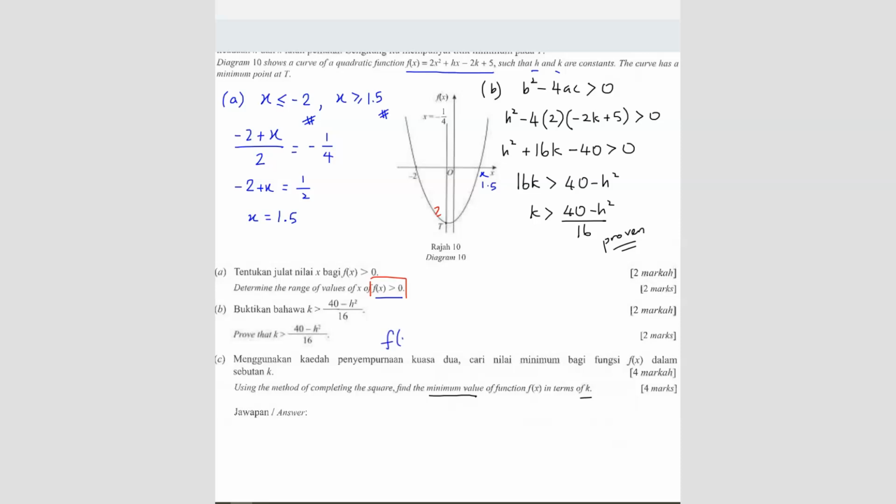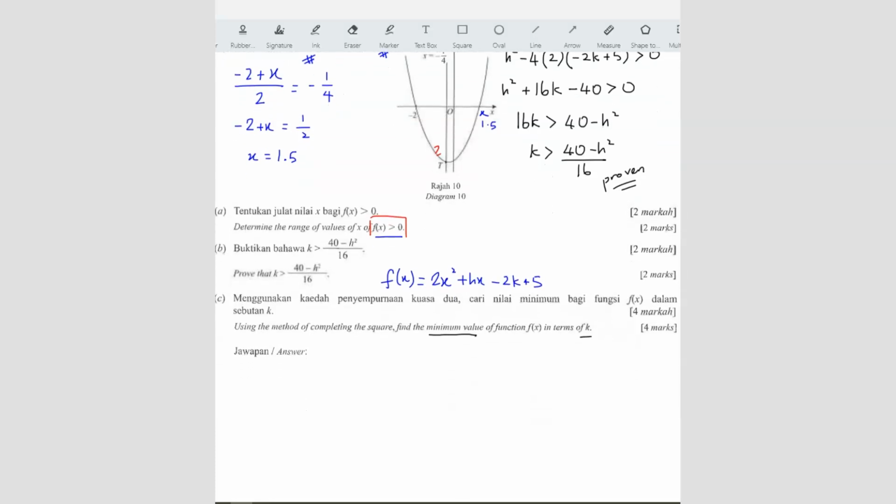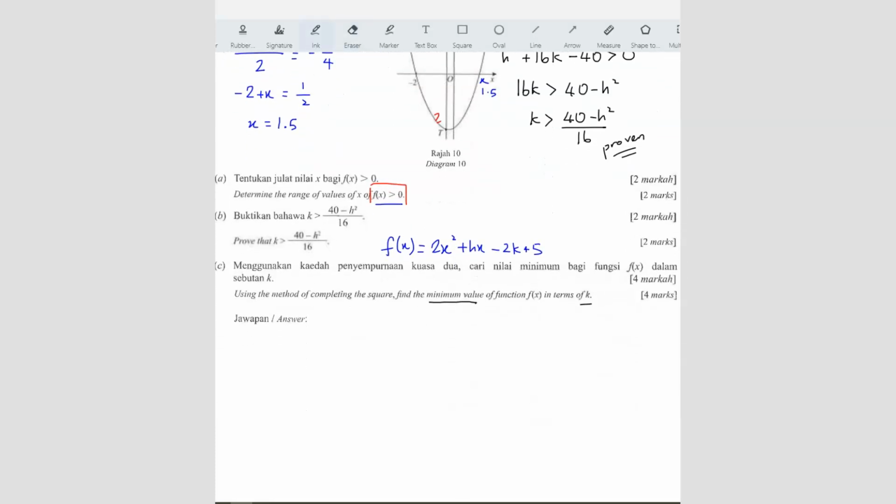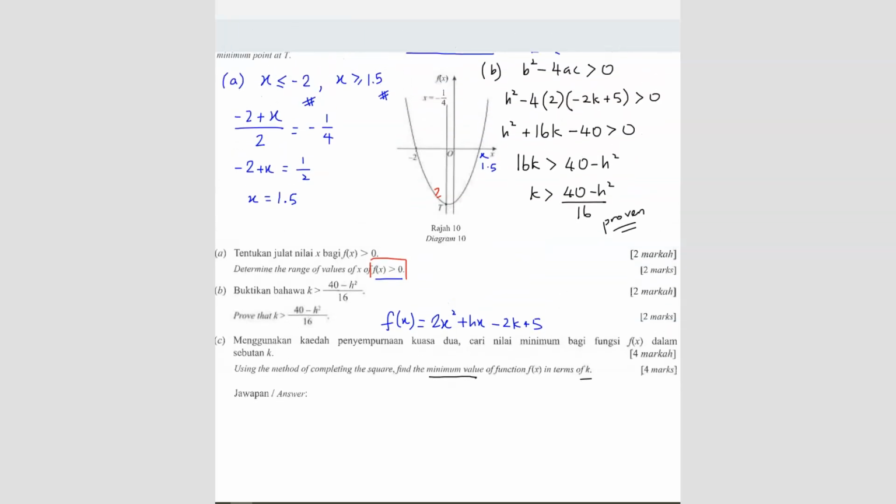The equation is f(x) = 2x² + hx - 2k + 5. So this is the equation that we have. First step, we want to find the h value. Since we have the symmetry here, the axis of symmetry is what?